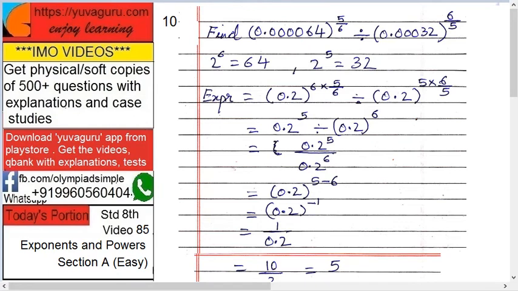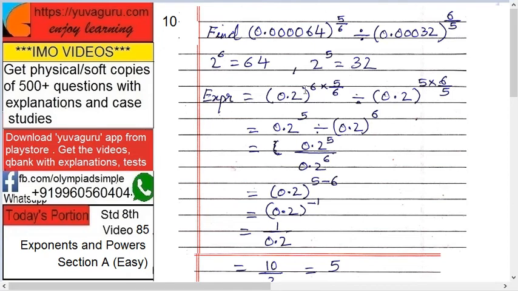What the given expression becomes, if you write 64 as 2 raised to 6 and adjust the point, means point 2 raised to 6 means 6 places the point should go on the left side. So 64, 1 2 3 4 5 6. So this expression becomes 0.2 raised to 6. So it is 0.2 raised to 6 into 5 by 6, divided by 0.2 raised to 5 into 6 by 5, right?